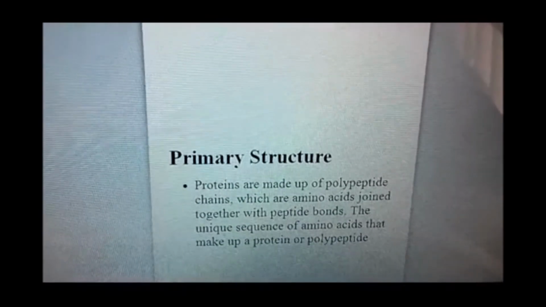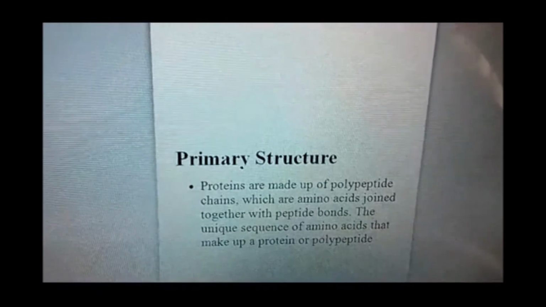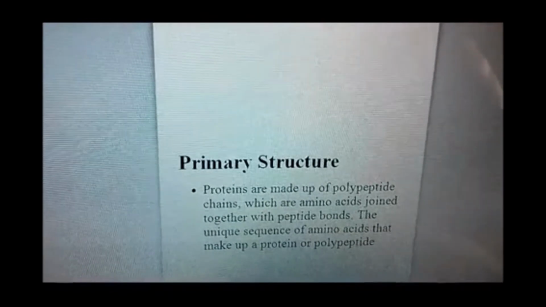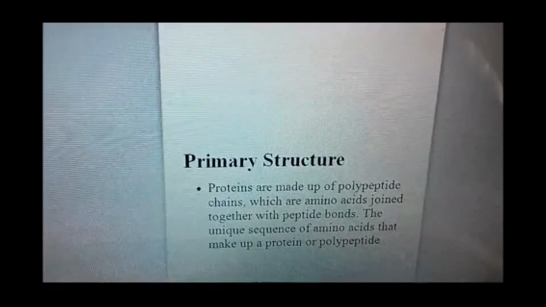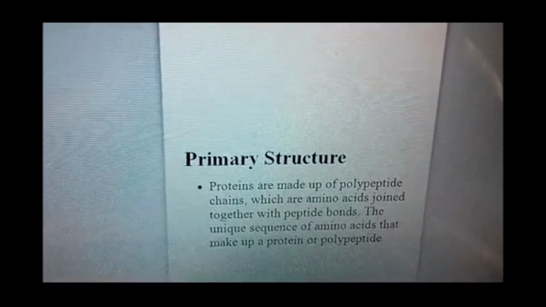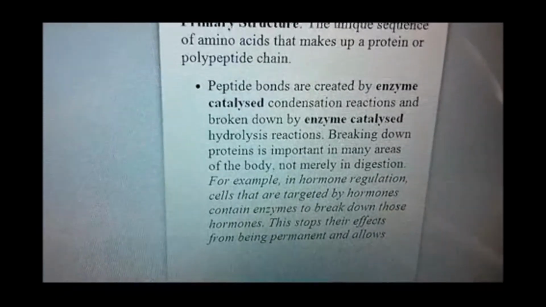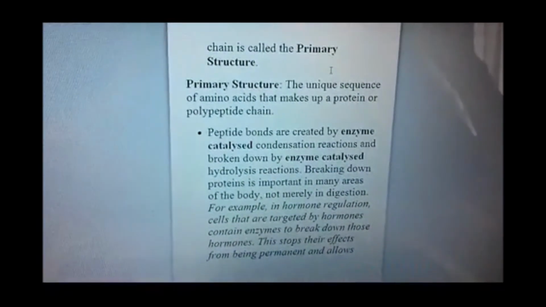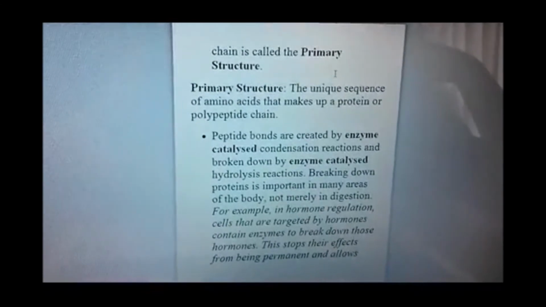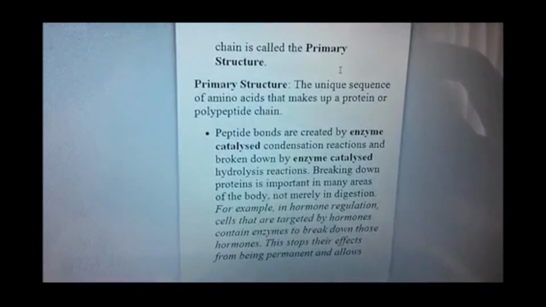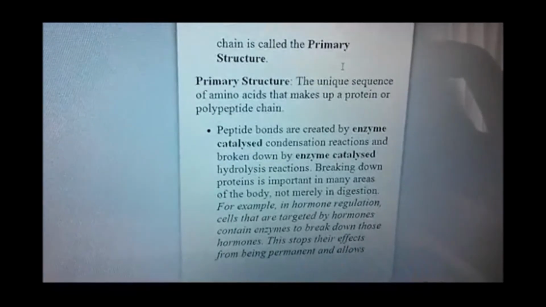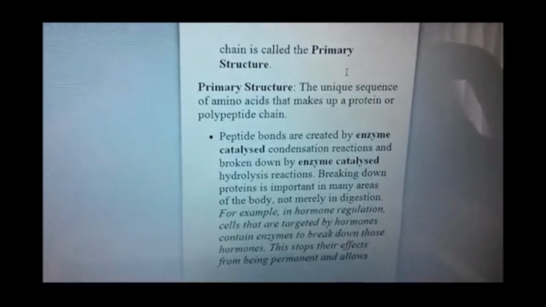For primary structure, proteins are made out of polypeptide chains, which are amino acids joined together with peptide bonds. The unique sequence of amino acids that make up a protein or polypeptide chain is called the primary structure. In summary, primary structure is the unique sequence of amino acids that make up a protein or polypeptide chain.